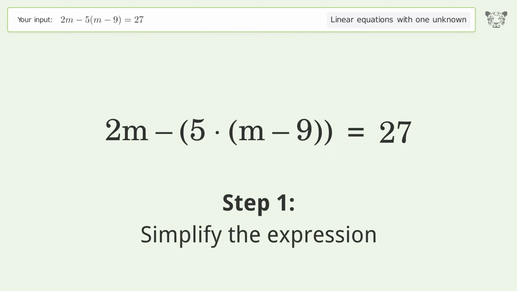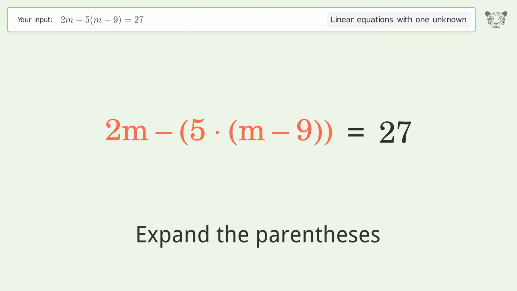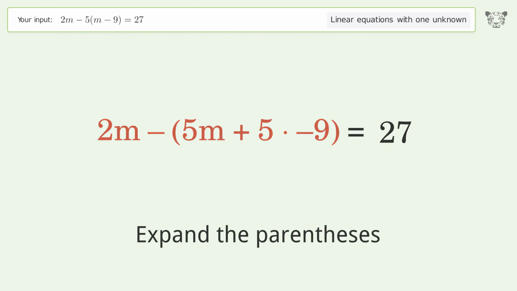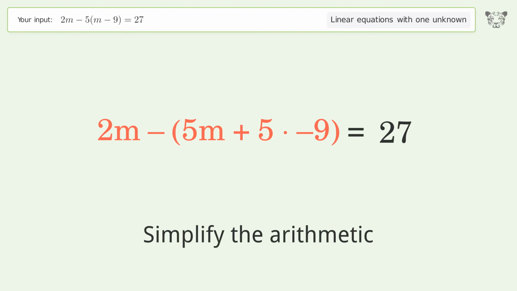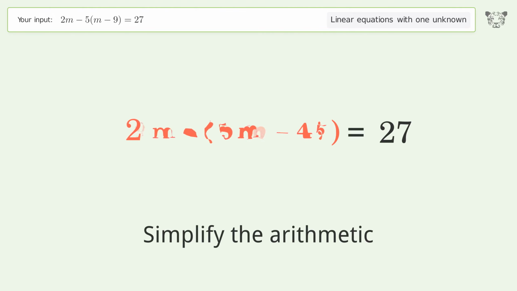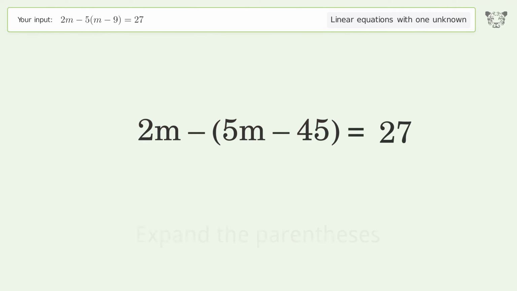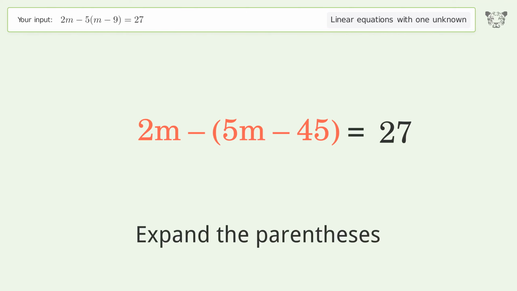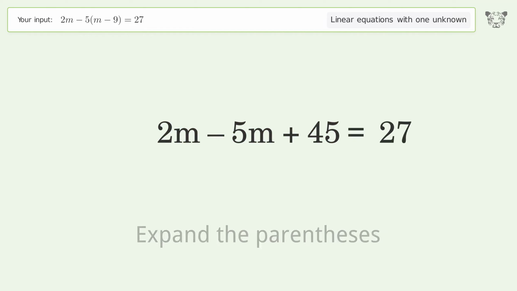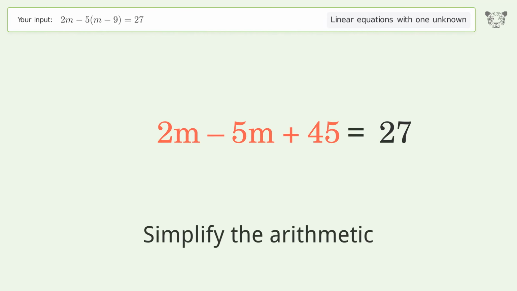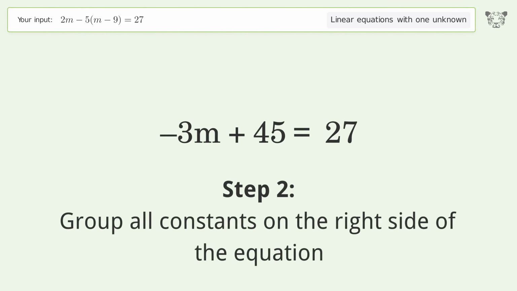Simplify the expression. Expand the parentheses. Simplify the arithmetic. Expand the parentheses. Simplify the arithmetic. Group all constants on the right side of the equation.